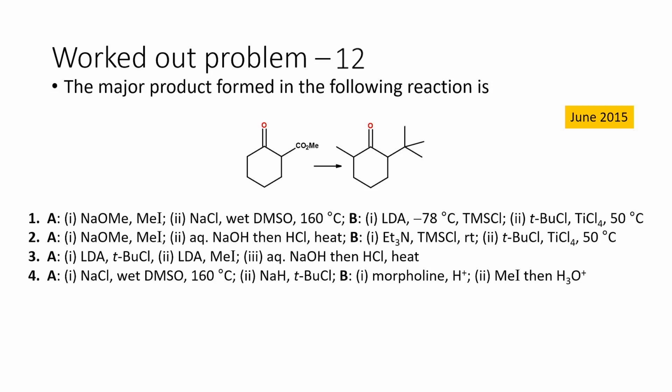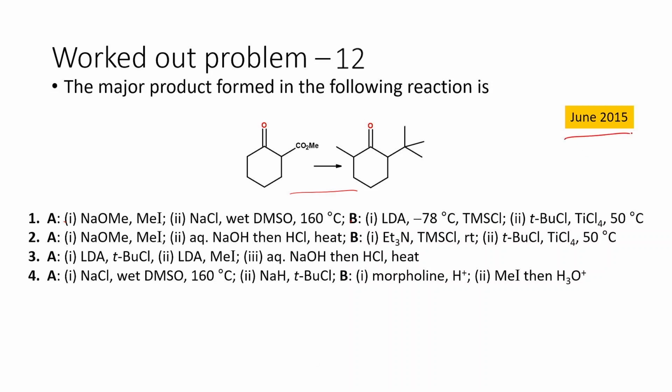So let us move on to the next problem. So the major product formed in this particular reaction is, of course, this is a pretty lengthy reaction. If you look very carefully, A, B, that means every step has at least multiple reagents. In other words, this is a pretty lengthy reaction. We are going to look at how the entire process leads to the expected final product. So that is the question that is asked. This is asked in June 2015.